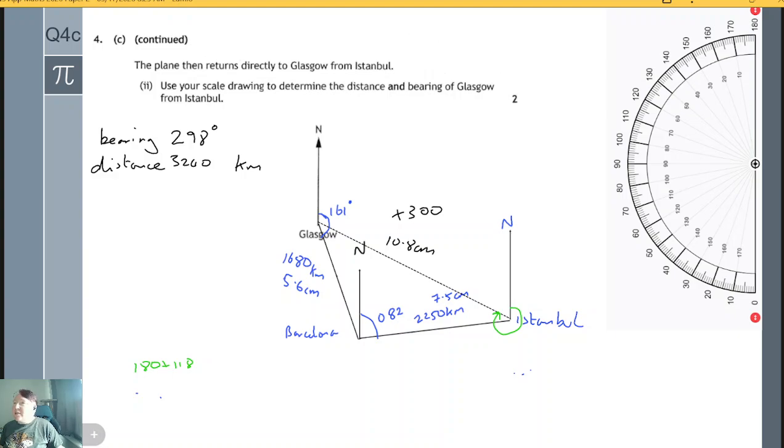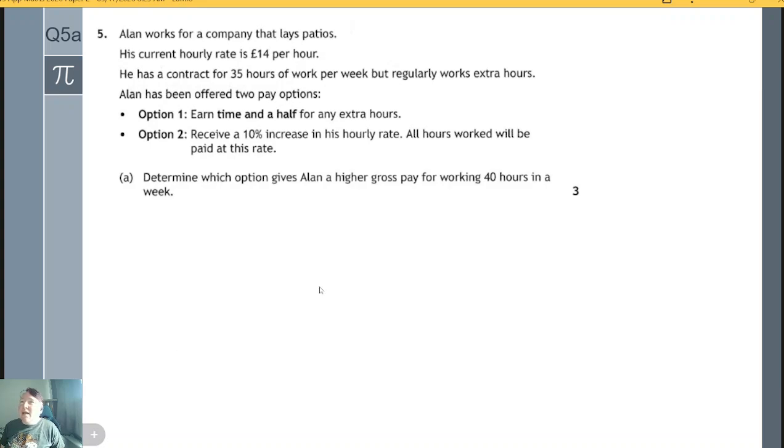Right, next question. Alan works for a company that lays patios. His current hourly rate is £14 per hour. He has a contract for 35 hours per week, but regularly works extra hours. Alan has been offered two pay options. Option one, he earns time and a half for any extra hours. So time and a half is his hourly rate plus half as much again. So his rate for option one is going to be £21 an hour for his bonus extra hours. Option two, he would receive a 10% increase in his hourly rate, and all hours worked will be paid at this rate.